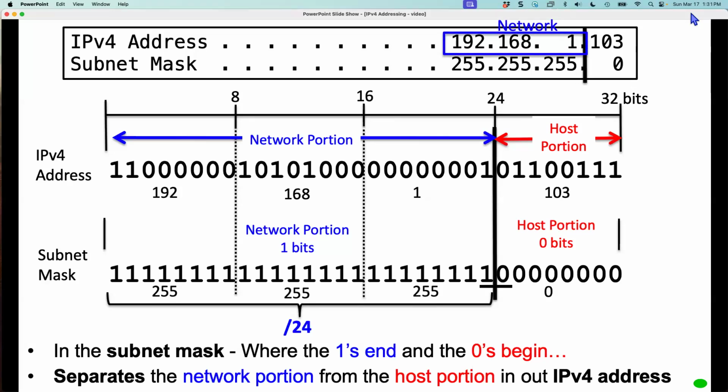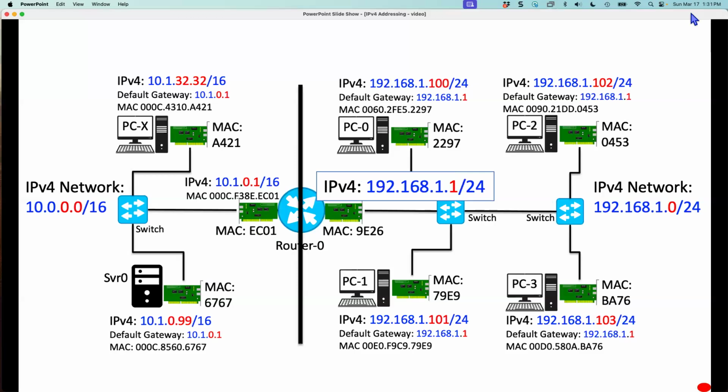I move that over right there. Same network portion as our other device. That's not by coincidence. They're both on the 192.168.1.0 network, and it's 103 on that network. That's its unique host portion. The host portion needs to be unique. Let's take a look at another one.